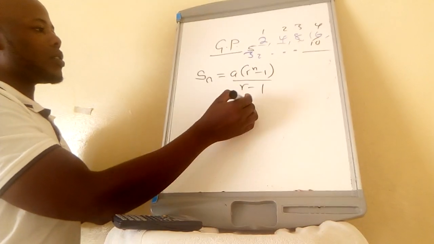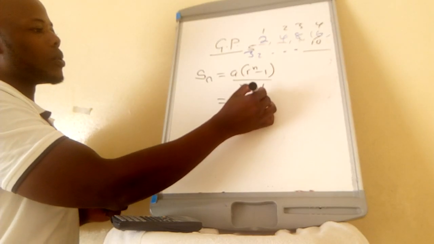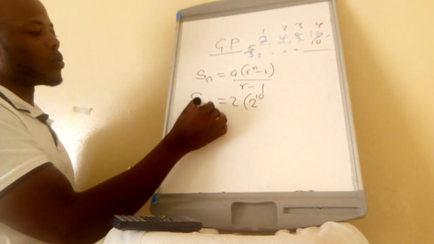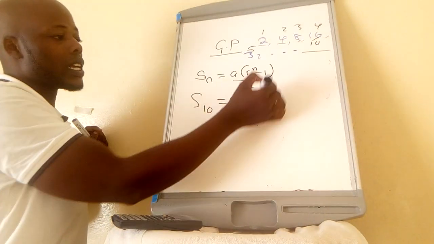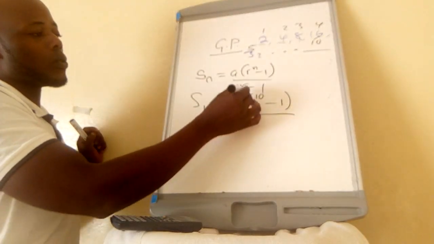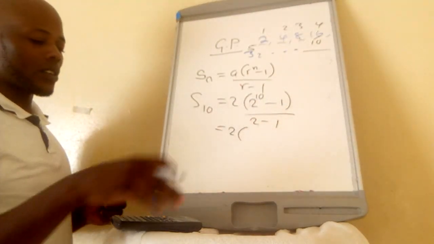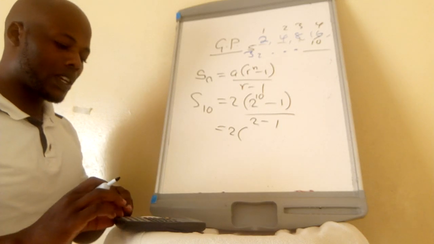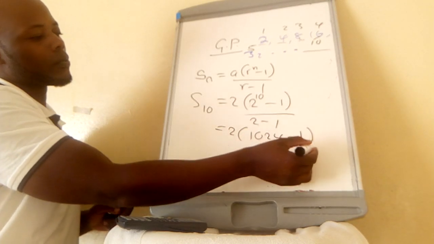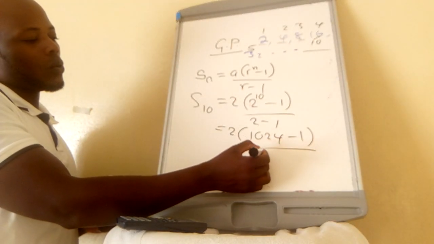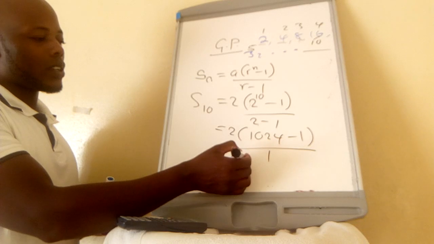What is our first term? It's 2. Our r is equal to 2. Power n, here it's supposed to be 10. It's subscript 10 because we are finding the sum of 10 terms. Here we have 2 minus 1 down there. So now we can work out things. When we say 2 power 10, we'll find that our value will be equal to this. And then down here, we'll remain with 1. So when we work out what is on top here, we'll remain with something like this.